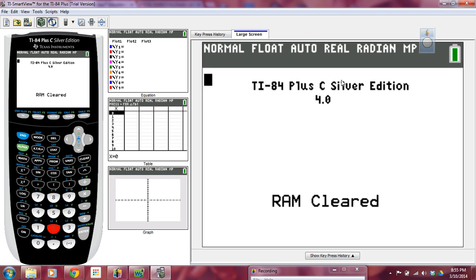Now remember, sometimes my calculator screen when I record these does not pop up. So you should have something that says RAM cleared down here, and you should all be good to go.